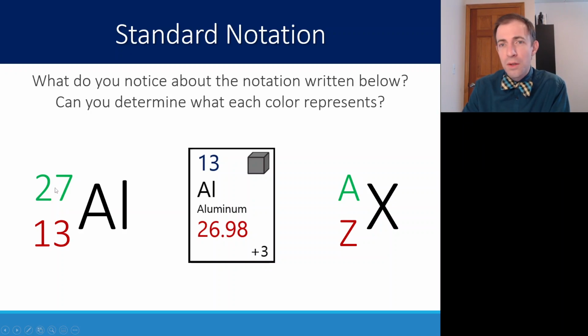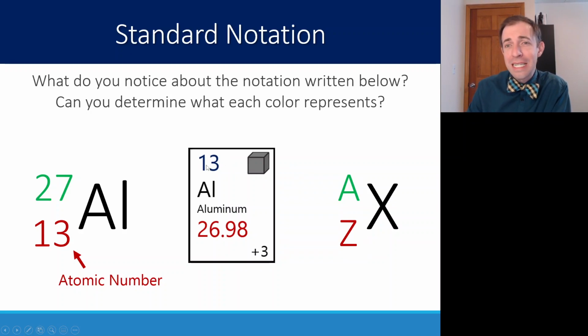Now you'll also notice some other numbers that are here. The bottom number, rather, is the atomic number. Aluminum is number 13 on the periodic table, which means that it has 13 protons. So we're going to write that atomic number on the bottom left. The top left number here, 27, you'll notice is really close to the average atomic mass. This is the atomic mass, or the mass number, for that particular atom of aluminum.